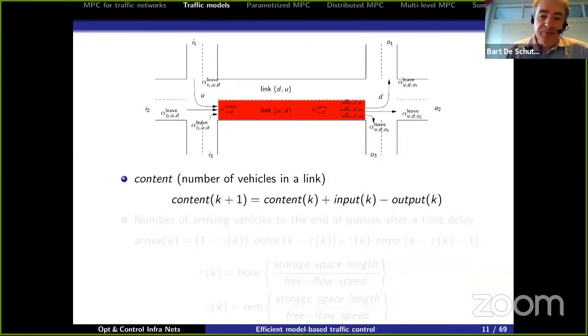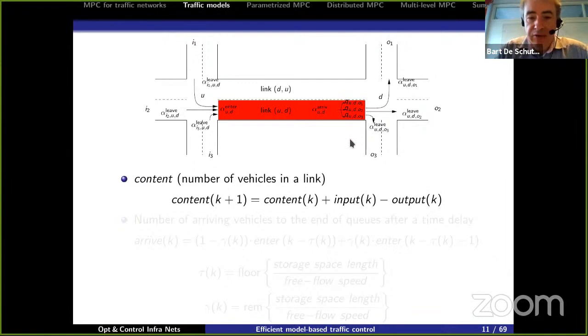At a high level, we then have the following situation. We have a link, and there are entering flows. At this intersection, we have three feeding links, and they all send vehicles to the link under consideration. The vehicles enter, and after a while they arrive at the queues. We assume here in this model that there are queues for every outgoing link. So we have here three outgoing links for our link, and that means that we have three queues.